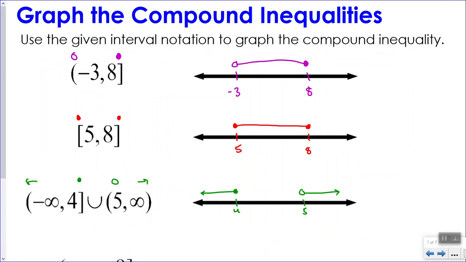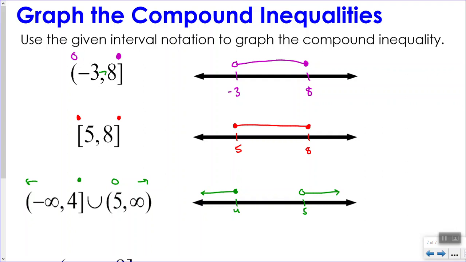The first interval tells us that we have all the values from negative 3 to positive 8. We have a parenthesis, which means we have an open circle, and then a bracket, which means we have a closed circle. So we take everything in between. Same thing for the next one. We have everything between 5 and 8, except now we have 2 brackets, which means we have 2 closed circles.